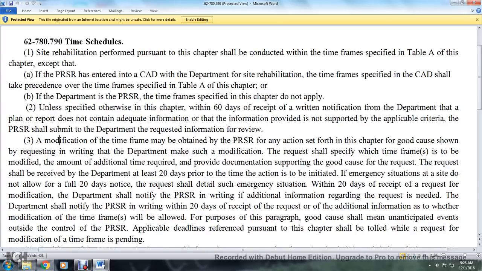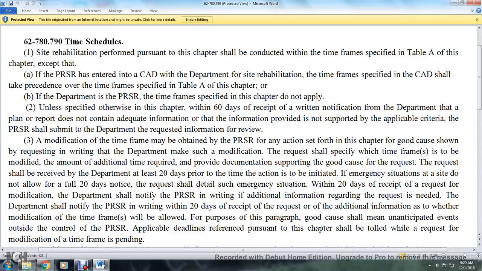A modification of the time frame may be obtained by the person responsible for site rehabilitation for actions set forth in this chapter for good cause by requesting it in writing from the department. The request shall specify the time frame to be modified and the amount of additional time required, provided with documentation supporting good cause for the request. The request shall be received by the department at least 20 days prior to the time the action is to be initiated, and if an emergency situation at the site does not allow the full 20 days' notice, the request shall detail the emergency situation. Within 20 days of receipt of the request for modification, the department shall notify the person responsible for site rehabilitation in writing of any additional information needed. The department shall notify the person in writing whether the modification of the time frame will be allowed for the purpose of this paragraph.